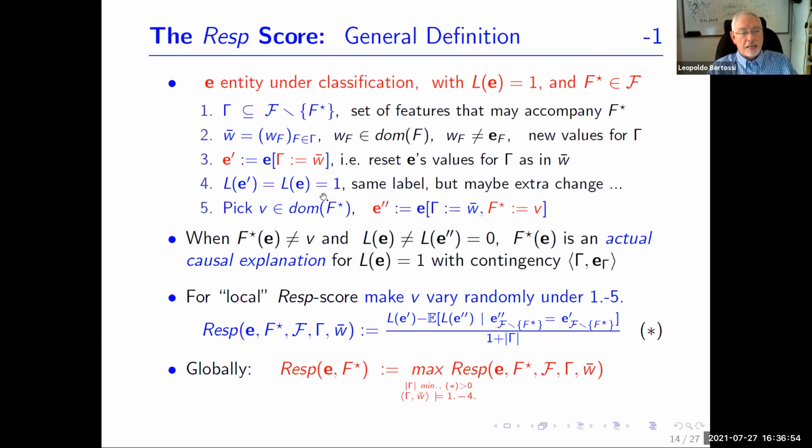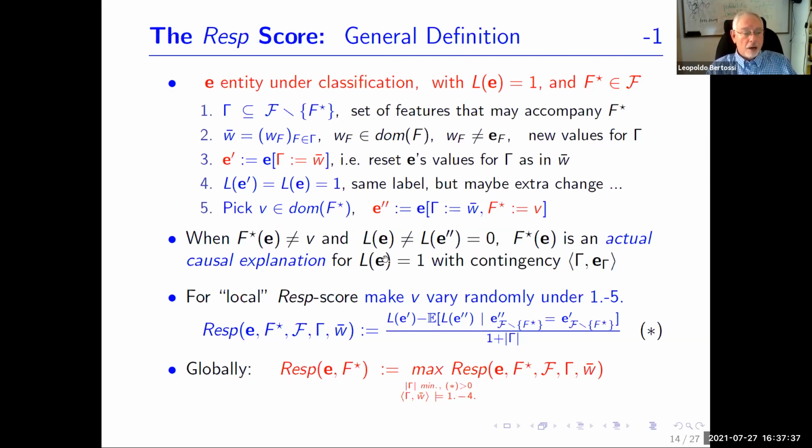And then we still have the same label with the change, so we may need an extra change. We pick a value from the domain of F star, the one that we are assessing, to which we are going to give a score. And then we give this value to F star, the one we are analyzing. And then it happens that we do change the label. Now, instead of 1, we get 0. So we can say that F star of E is an actual causal explanation for the label being 1, with the contingency set gamma, the one we started from here, changing the values for those features in gamma.